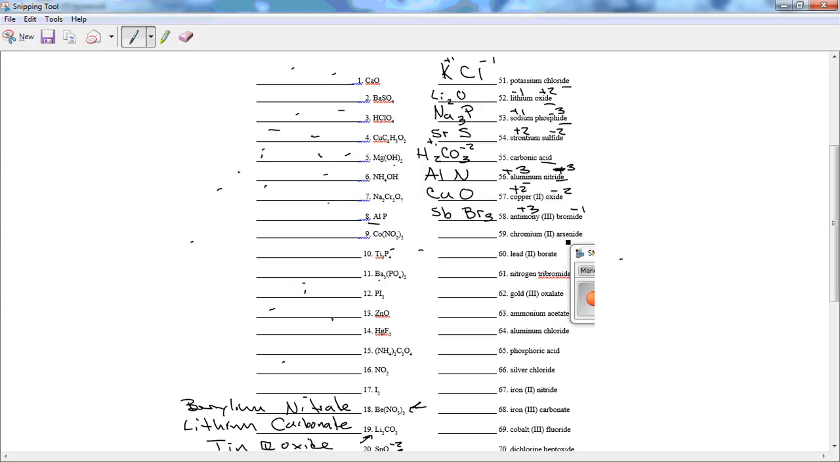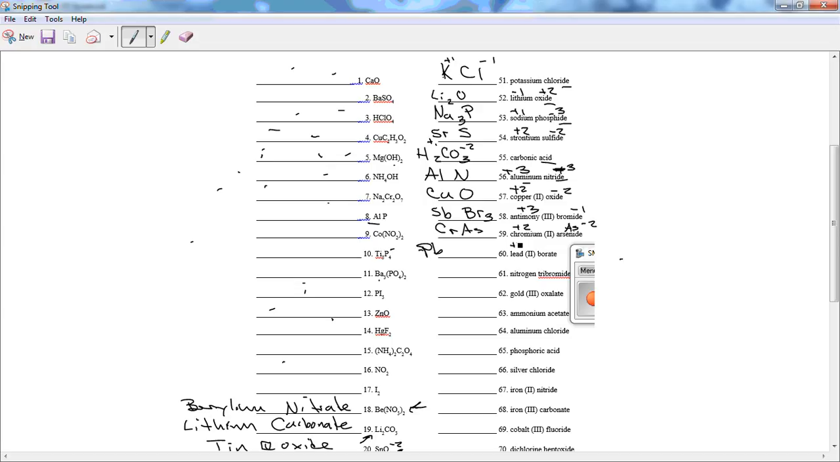Chromium 2 arsenide, all right, that's a 2, and this is As, not Ar, so I have As. Oh, I should have that memorized. That's a minus 3, so it's just CrAs. Kind of crass.